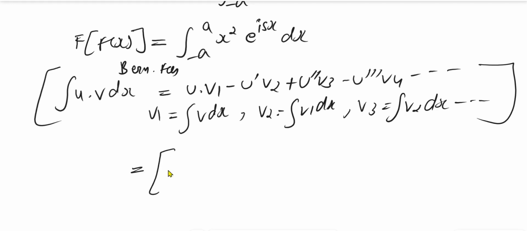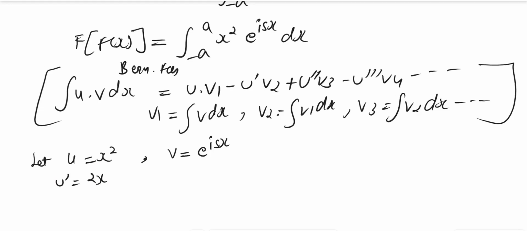So it is equal to u multiply v1, where u is x square and v1 is integration of e raised to the power iota sx dx. For more simplification, we first solve u and v. Let u is equal to x square, v is equal to e raised to the power iota sx. Now u dash is 2x, u double dash is 2 and u triple dash is 0. That is the derivative of u with respect to x.